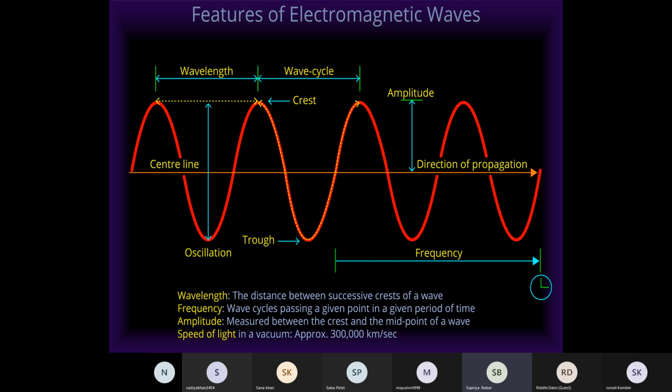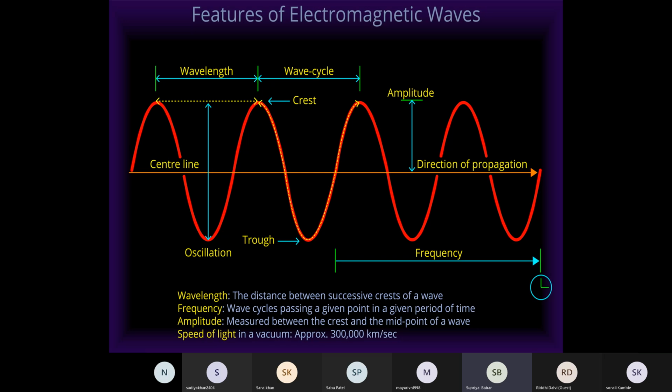To see the structure of this, see the oscillation. It's above and below, above and below. It is oscillating. When it goes above, that above part is like a pyramid. That above part is the crest. And when the wave comes below, that is the trough. So the wavelength is the distance between two consecutive crests or the distance between two consecutive troughs.